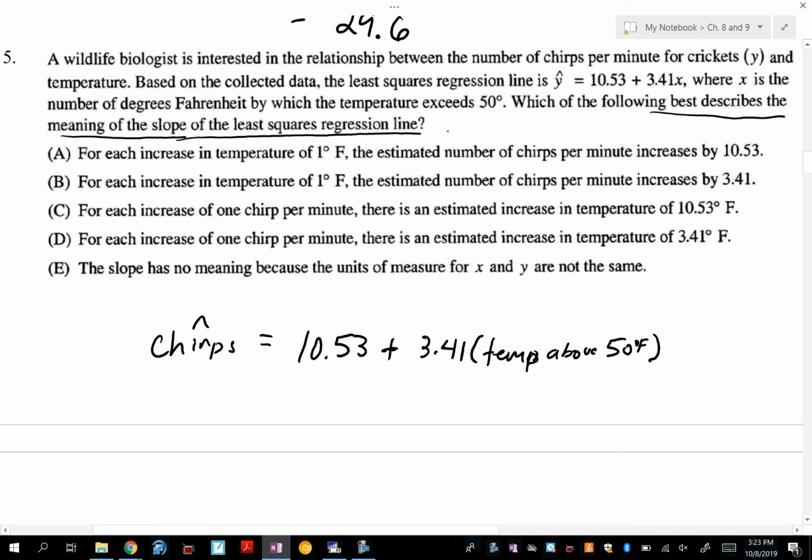It says to look at the slope and tell us what the best meaning of it is. Immediately, all I care about is answers that have something with this number in it. So not that one, not that one. And the slope has no meaning because the units, I never talked about that. Your X and Y most likely won't have the same units. So the moment I look at the slope, I've already narrowed it down to a coin flip, 50-50. How I would phrase it is, for every increase in temperature by 1 degree over 50 degrees, I expect the number of chirps to increase by 3.41, which is B.